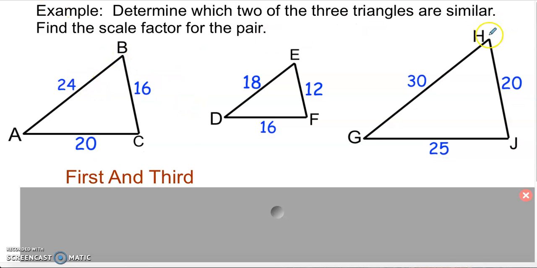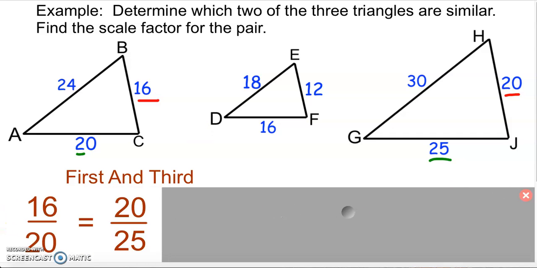So I'm going to check this one, ABC, and triangle GHJ, and see if they have proportionality. So again, I'm just going to take my smallest number. So my smallest number here is 16. The smallest one here is 20. And then I'm going to check my medium one, which is 20 and 25, and see if I've got proportionality here.